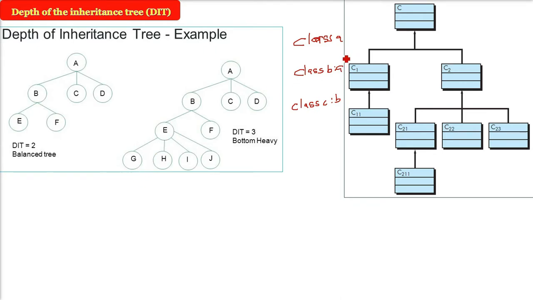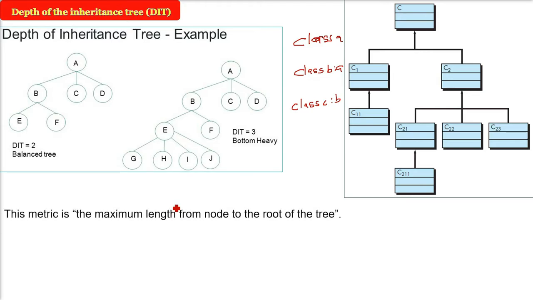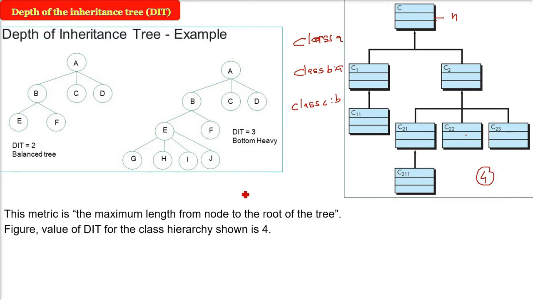But the depth of inheritance tree is how far you are going down the levels. So this metric is the maximum length from the node to the root of the tree. How many nodes are you covering? For example, 1, 2, 3, 4. Just compute the number of nodes. You have 4 nodes here. So this is the depth of inheritance.